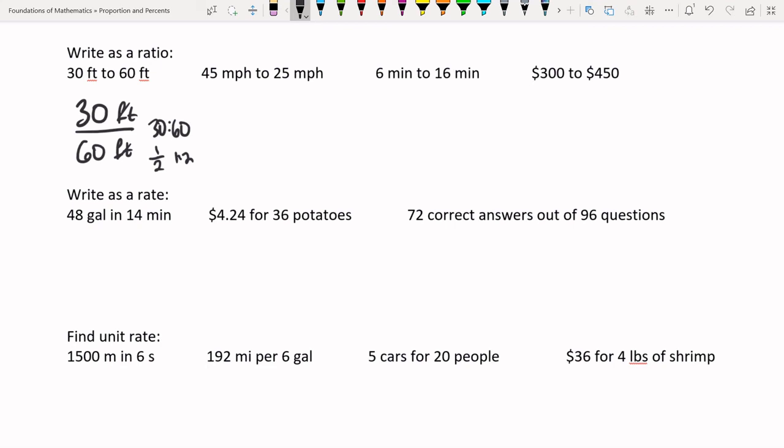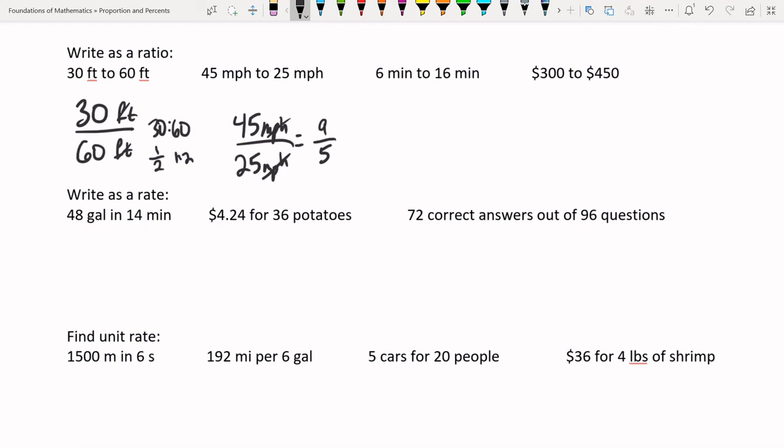45 miles per hour to 25 miles per hour, well, you can just write it over each other like that. You see that they cancel. We can divide by 5 on top and bottom. That gives us 9/5. It's a ratio of 9 to 5.